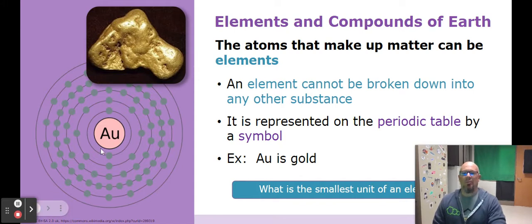Once you break it down, we've been talking about the scientists with protons, electrons, neutrons. If you break gold down any further, you're getting down into those subatomic particles. When you think of elements, we want to think of atoms. They're the elements that make up everything that matter is, and they cannot be broken down into anything else.